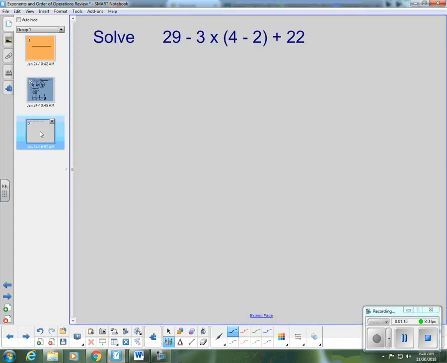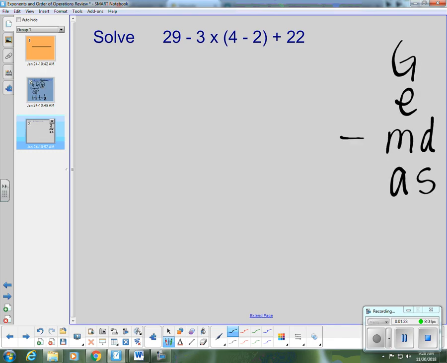Let's review order of operations. We talked this year about GMDOS, and the reason I'm putting the multiplication and division on the same level is because they have the same level of priority, the same level of importance, so we work from left to right. The same can be said for addition and subtraction, the same level of priority, so we work from left to right when we get to addition and subtraction.